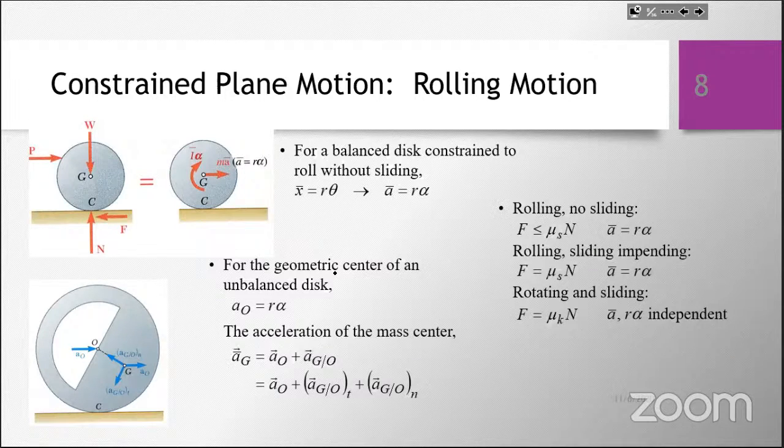Unfortunately for us, if we have rotating and sliding, and our friction is equal to mu kinetic times N, we can't make any correlation between alpha and r times F, or alpha and acceleration. We cannot get any correlation between those two in this case.